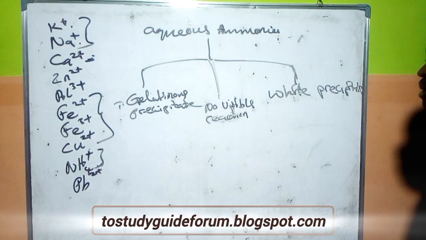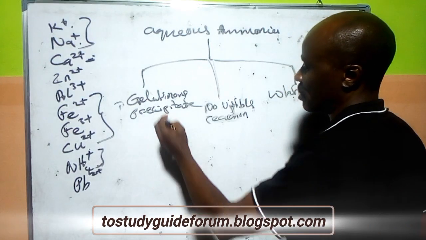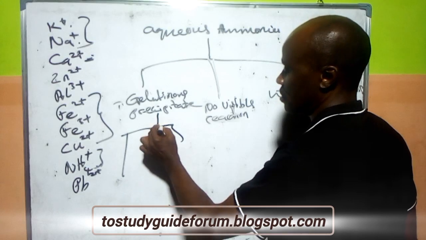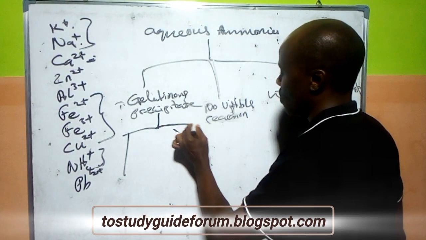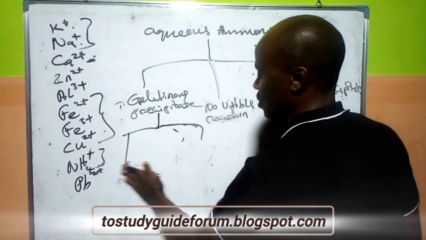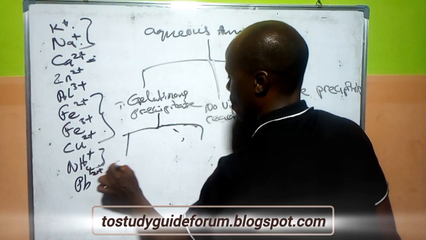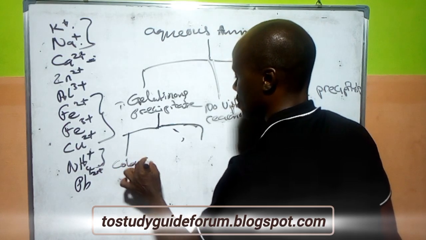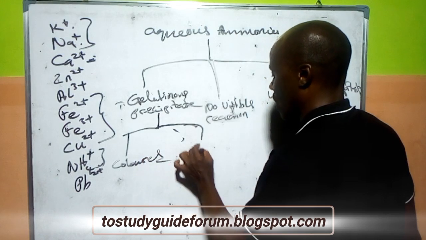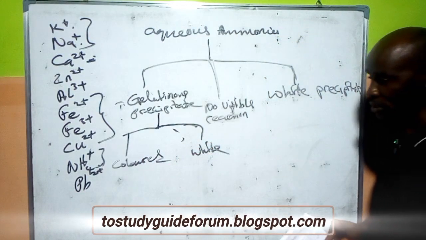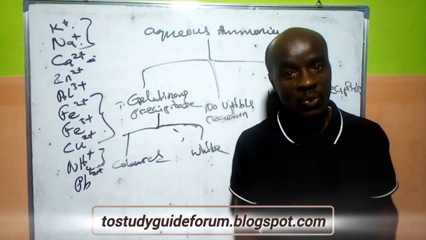So in this case, aqueous ammonia is a bit different. In aqueous ammonia, we also have gelatinous precipitates. These gelatinous precipitates are colored and white gelatinous precipitates. Colored and white. Note very well this. Please, I want you to go through this. Pay attention as we are doing this. It will help you so much.